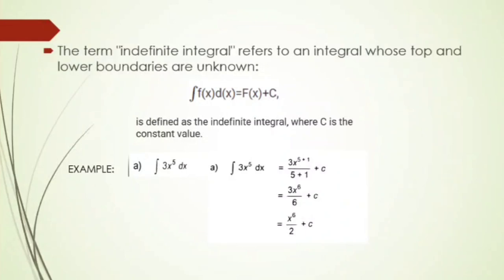Now the second type of integration is the indefinite integral, which refers to an integral whose upper and lower boundaries are unknown. The integral of f(x) dx equals f(x) plus c is defined as the indefinite integral, where c is the constant value. For example, the integral of 3x to the power of 5 dx. For the solution, you just integrate: 3x to the power of 5 plus 1 over 5 plus 1. Then we add c, and then we just continue to finish the solution.